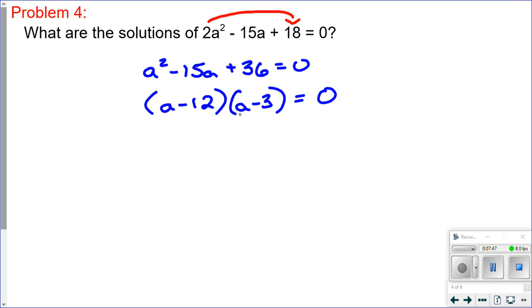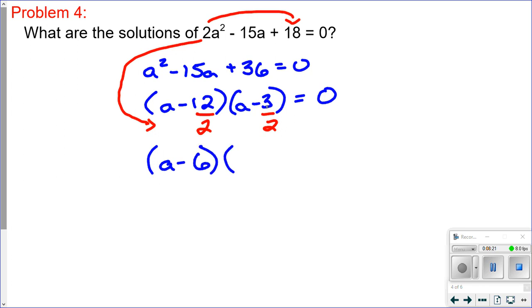It has to be in this order, because you should be able to FOIL this and get back to the original trinomial. All right, so now the other part of slide here is this 2 that I moved to the end. I got to bring that back. So what we do is we divide each of these terms by that 2. And so you want to simplify 12 over 2.